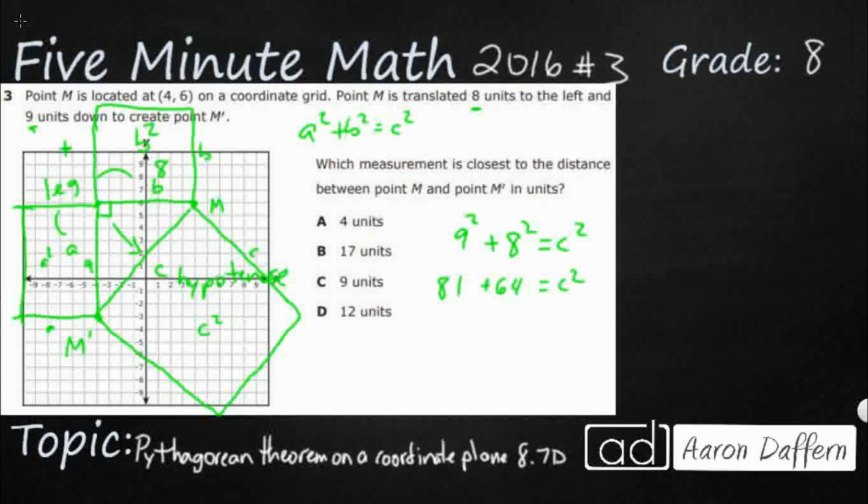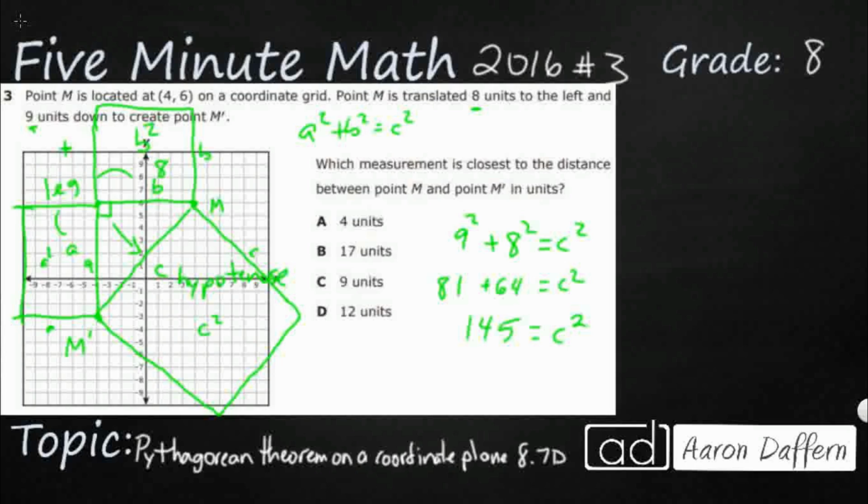So I'm going to need to add those up. And what am I going to get? Let me pull out my calculator in case it gets a little bit wild with our exponent. Maybe it won't. But 81 and 64, that's 145. All right, so yeah, that's not exactly a perfect square, but it's really, really close.